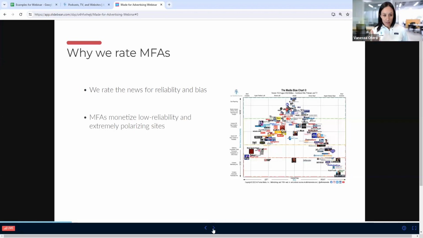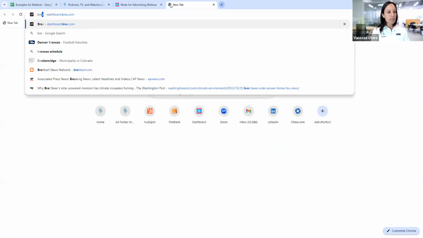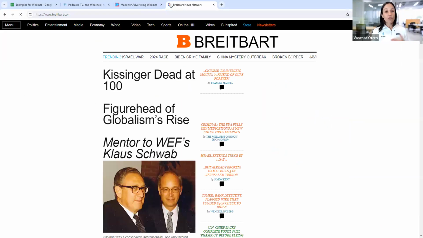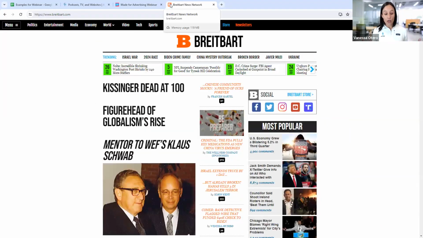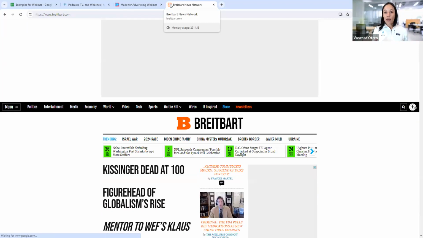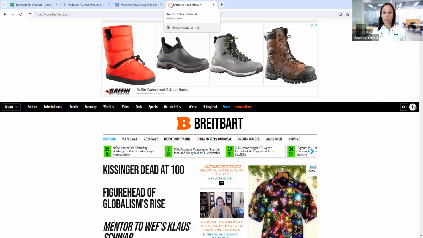The role that MFAs play is that they tend to monetize low reliability and extremely polarizing sites. Let me show you what I mean. I'm going to sort of unfairly pick on Breitbart, because Breitbart's not the lowest quality, it's not the lowest rated and furthest right site on our chart, but it is one of the most well-known. And for advertisers who have an aversion to advertising on polarizing content, Breitbart is sort of top of the list for things that they want to avoid.